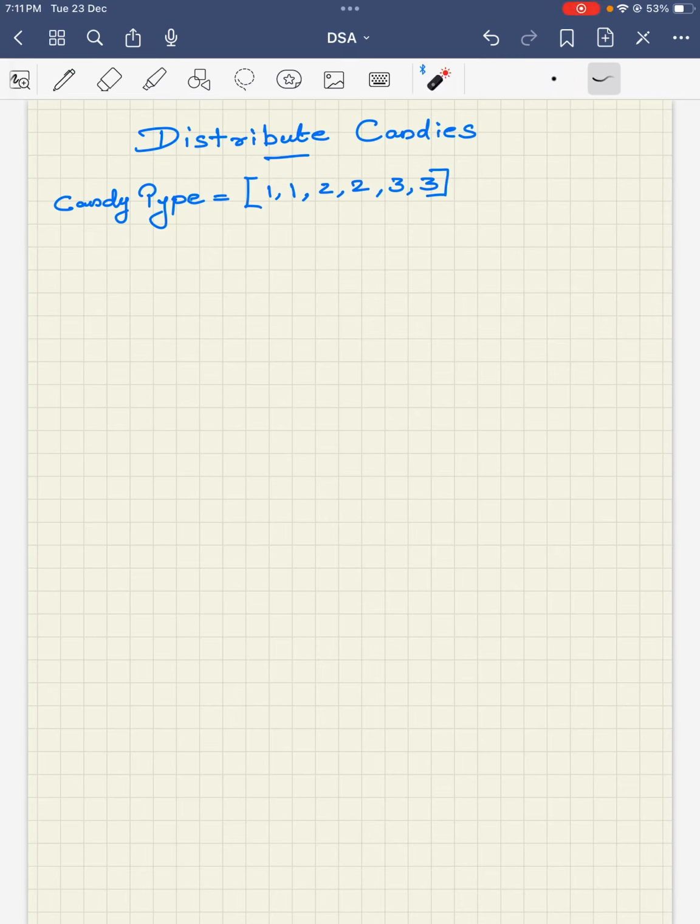Welcome everyone to another interesting DSA problem which is titled Distribute Candies. So let's start by understanding what the problem statement is.